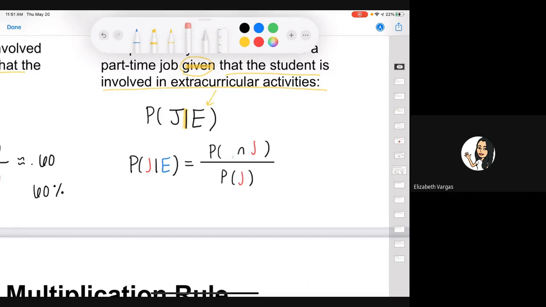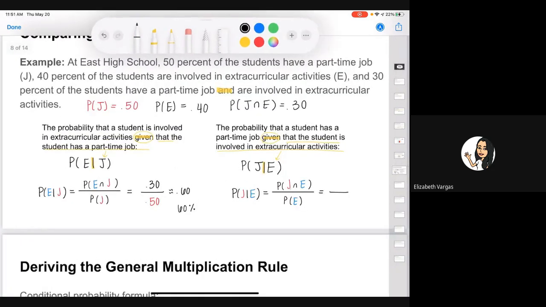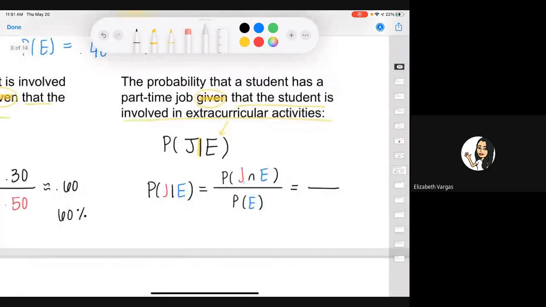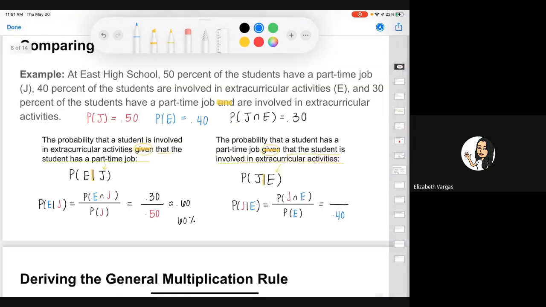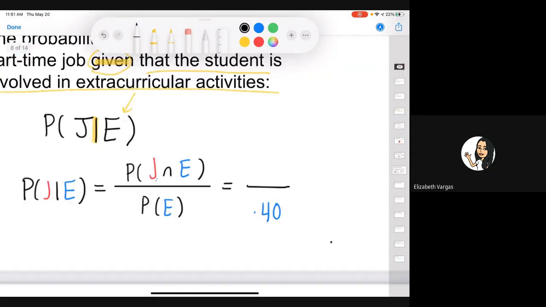This J changes to J, and these will change to E. So now you can see it's a little bit different, but I still have the information to solve. What is the probability of E? Well, here I'm told the probability of E is 0.40. What is the probability of J and E? Well, there I'm told it's 0.30. So I can just solve for that. That is 0.75, which is approximately 75%.